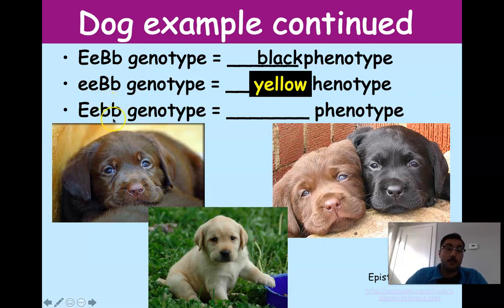This guy down here should be a brown dog. The epistatic gene is the dominant trait there, so it's not going to cover our color. This is going to be a brown dog. So there you go. You've got your four little puppies in front of you here, and you could predict which one's got which genotype based off of what we just talked about.